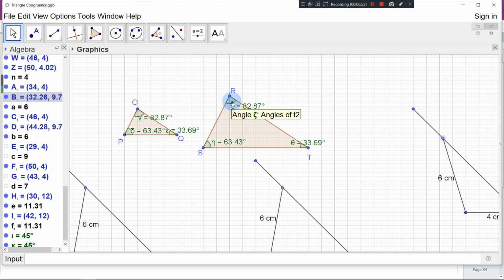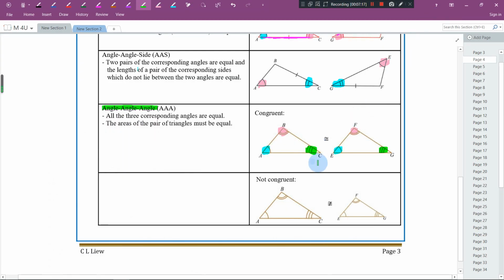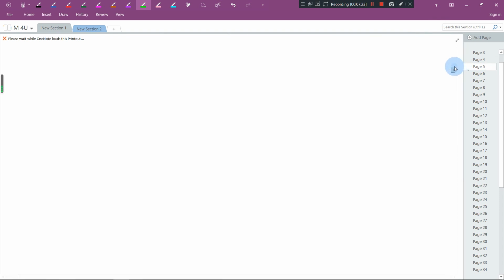So just be more careful when you are given three angles, two pairs of triangles, and the question tells you that all the corresponding angles are equal, but the question doesn't give you the information of the area. So we actually cannot make a conclusion whether they are congruent or not congruent. Okay, so this is angle. And the last one, we also need to be a little bit more careful.